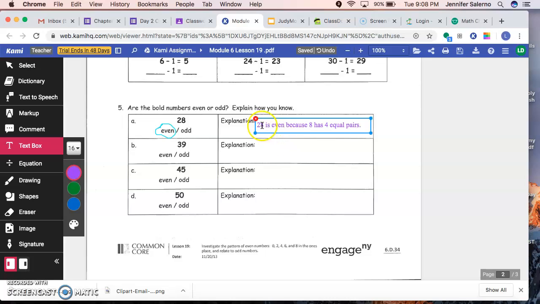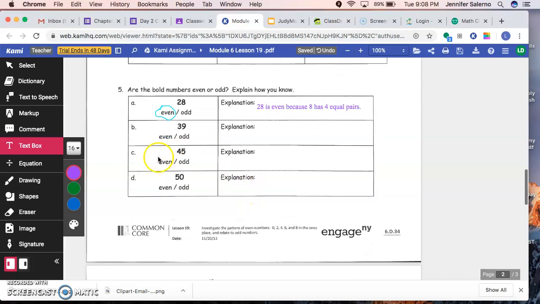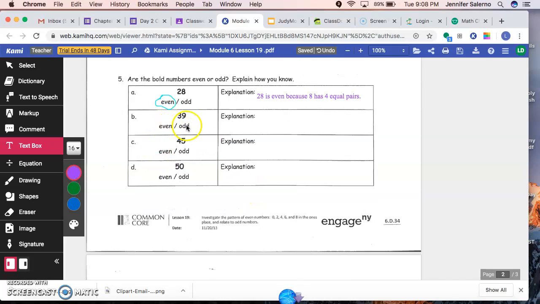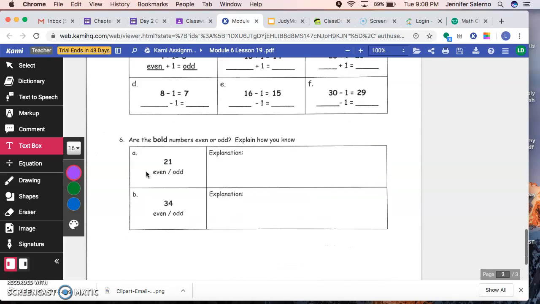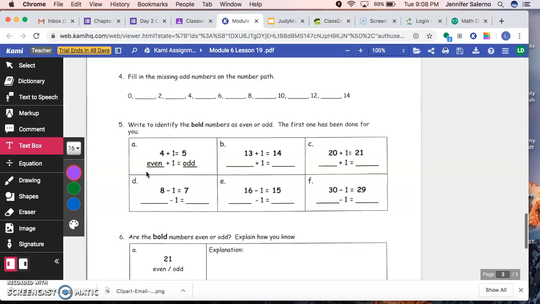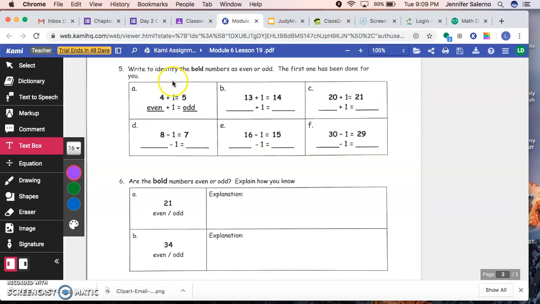So you're just going to type a little sentence. It's not going to be crazy when you have to come up with your explanations, okay? And then for the rest, you're going to just circle even or odd, and then give me your explanation. And you could use mine as a model to help you, okay? The next page, which is the last page, is again very similar to what you had above. So again, here you're filling in the missing odd numbers, okay? And then here you're doing the same exact thing that I just modeled for you above.